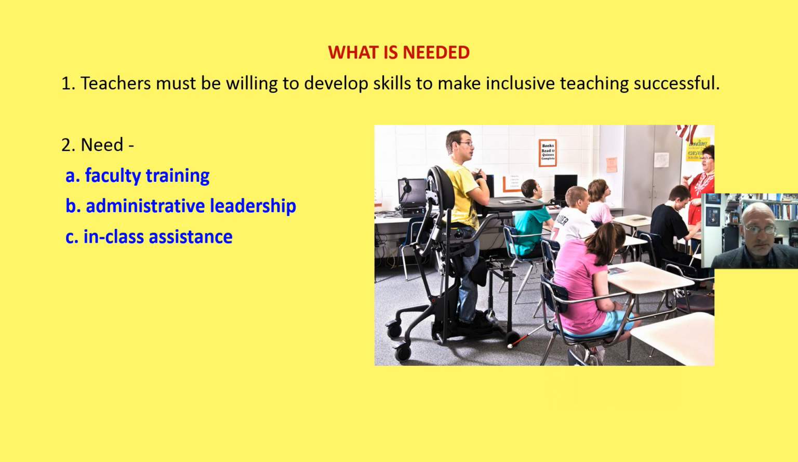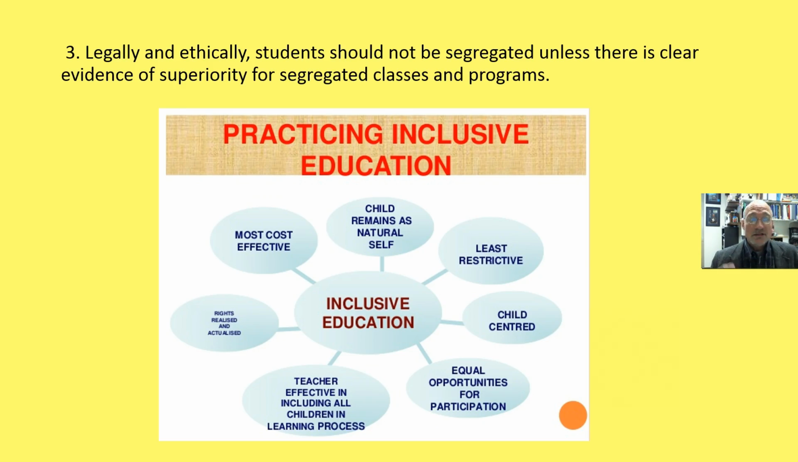So why do special education services exist apart from a general education inclusive setting? That is the question. However, what is needed? Teachers must be willing to develop the skills to make inclusive teaching successful. It's hard work, but you have to be willing to develop those skills. We need faculty training, administrative leadership, and in-class assistance for these things to occur. But legally and ethically, students should not be segregated unless there's clear evidence of superiority for segregated classes and programs.